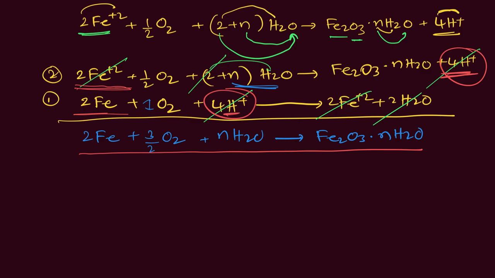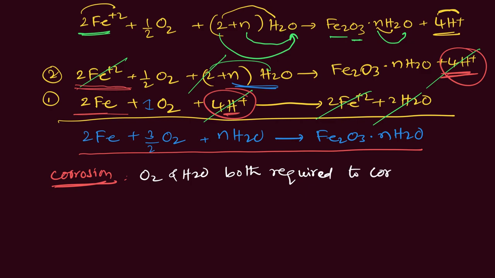So now this corrosion takes place. Corrosion quickly takes place in which medium? First of all, you have to remember corrosion takes place in oxygen and water, both together required. Both required. Two, corrosion. Only oxygen or only H2O present, meaning corrosion does not take place.